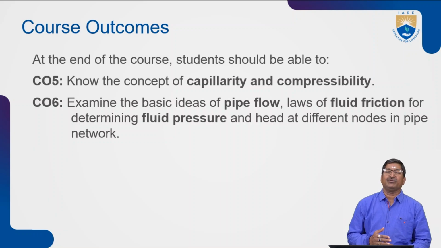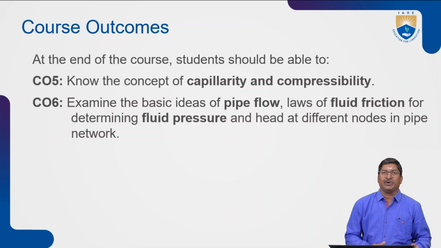Course outcome 6 is pipe flow. That means whenever a fluid is allowed to flow in a pipe under pressure, after traveling a certain distance it will lose some of its energy, and there will be frictional losses in the pipe flow. So that will come under course outcome 6.